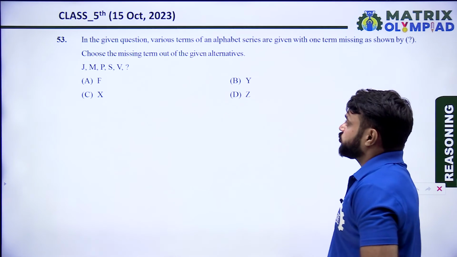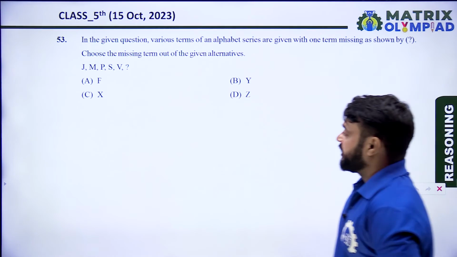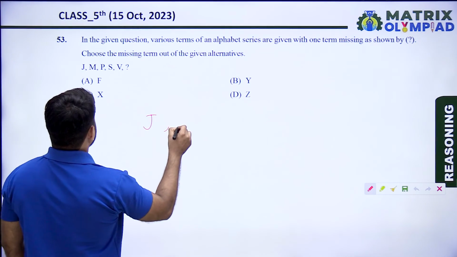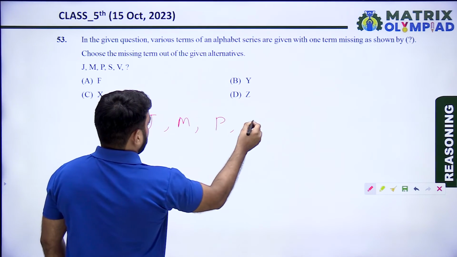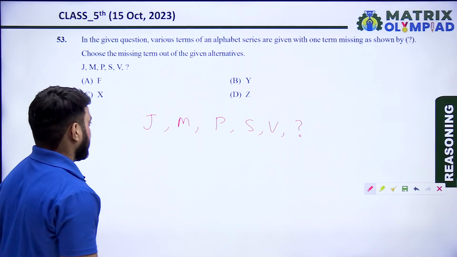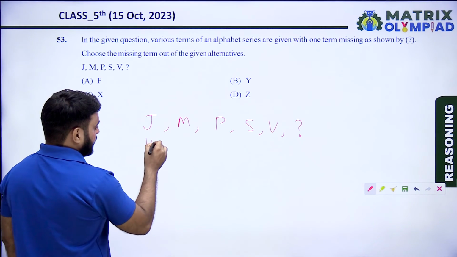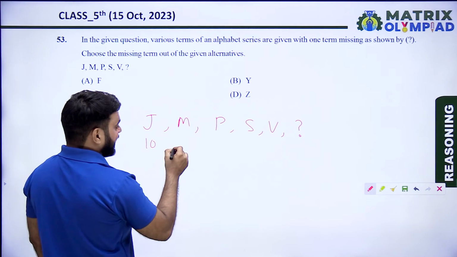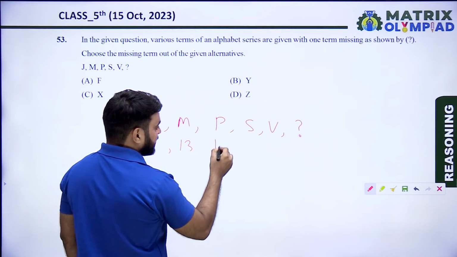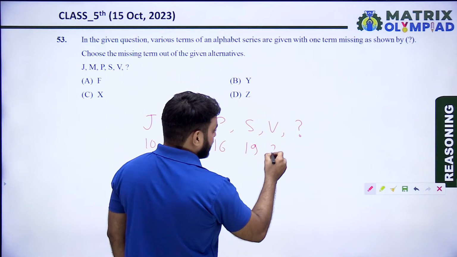As shown by question mark, choose the missing term out of the given alternatives. So the series is J, M, P, S, V, and find the next alphabet. Position of J in the English alphabet is 10. Position of M is 13. Position of P is 16. Position of S is 19. Position of V is 22.